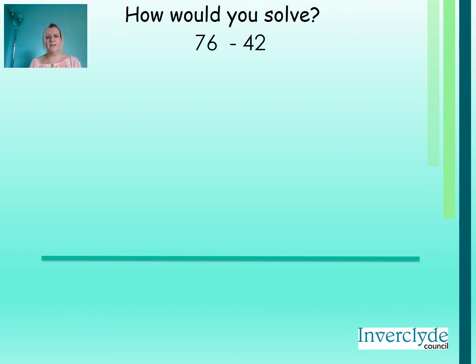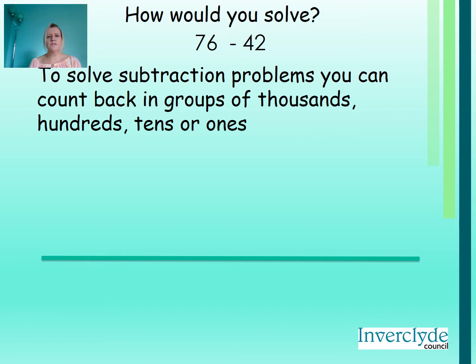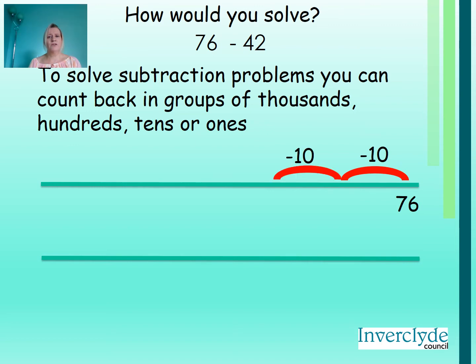How would you solve this calculation? 76 take away 42. Remember, to solve subtraction problems, you can count back in groups of thousands, hundreds, tens or ones. We'll only need to count back in groups of tens and ones for this one. If I start with 76, I'm going to count back 10, 20, 30, 40 and another 2. I've counted back 42. 76, 66, 56, 46, 36 and another 2, 34.